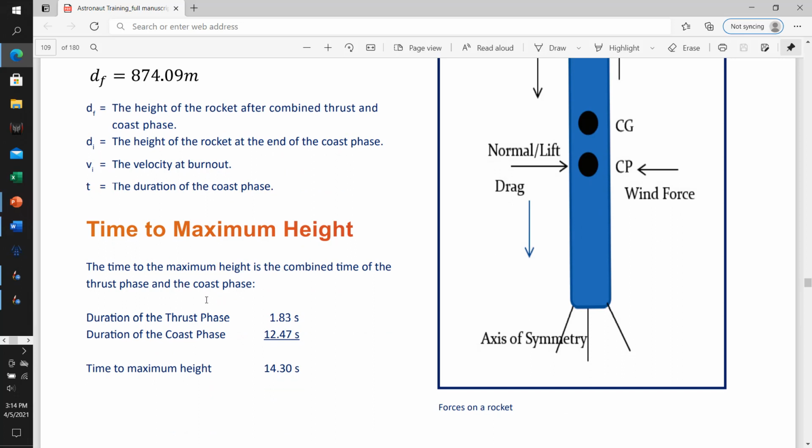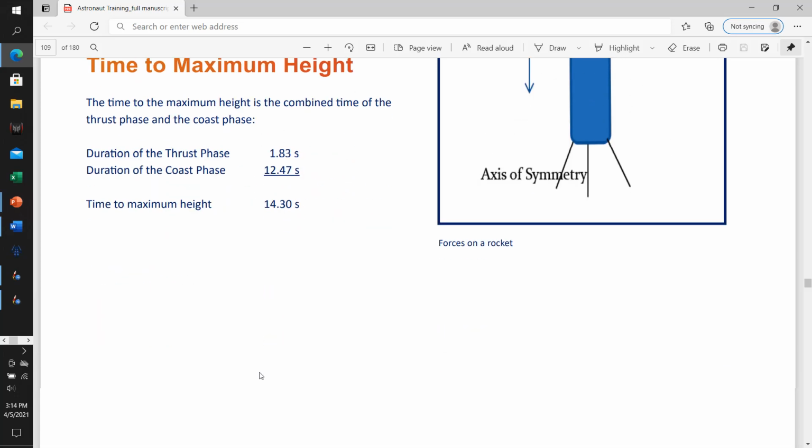Okay. So what about the time it took to get to the maximum height? It can be computed as follows. The duration of the thrust phase was just the duration of the motor thrust, right? That's given for the rocket at 1.83 seconds. The duration of the coast phase, we just computed at 12.47 seconds. So the time to get to its maximum height is 14.30 seconds.